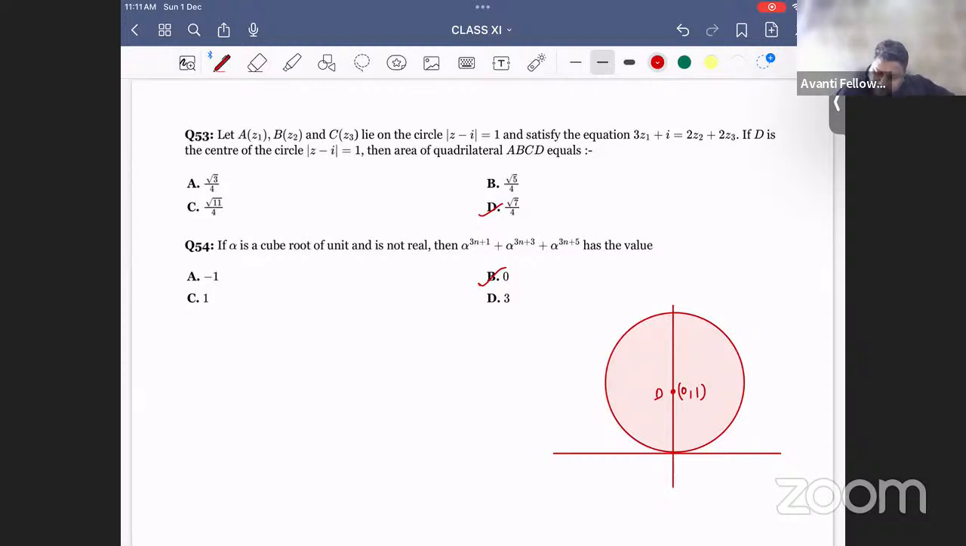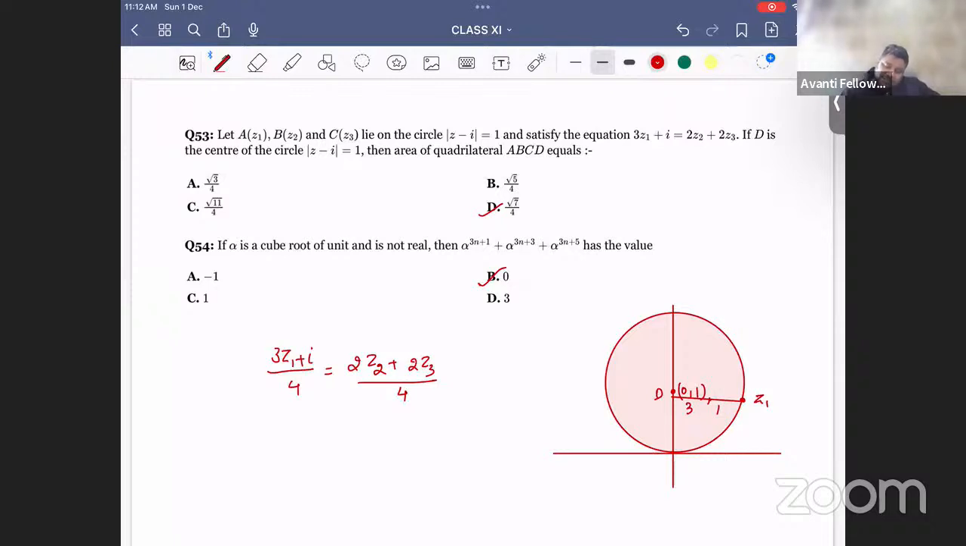Clear? So see, if I have a look, it is (3z1 plus i) upon 4 is (2z2 plus 2z3) upon 4. Means the midpoint is a point dividing iota and 3z1, iota and z1, in a ratio of 3:1. Let us assume z1 is here. So they are joined and this ratio is 3:1.